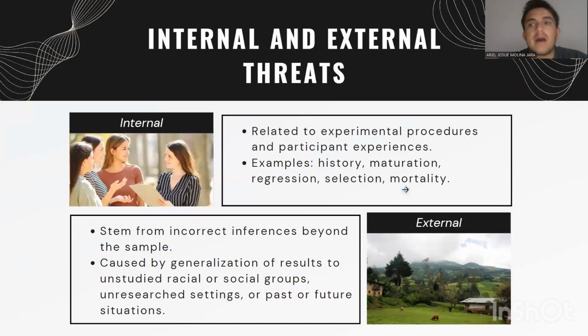We have 2 kinds of threats. The first one is the internal, related to experimental procedures and participant experiences. For example, we can mention the history, the maturation, the regression, the selection, and the mortality of the people who are the participants in the experiment. And the second one is the external threats. It is caused by the generalization of the result in unstudied racial and social groups, in researcher settings, or past and future situations.